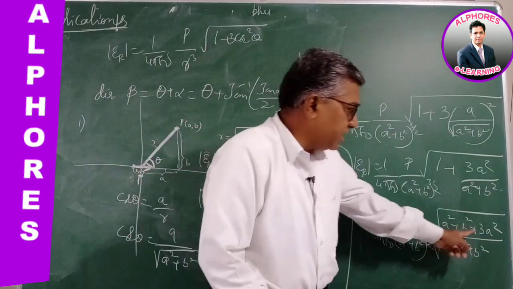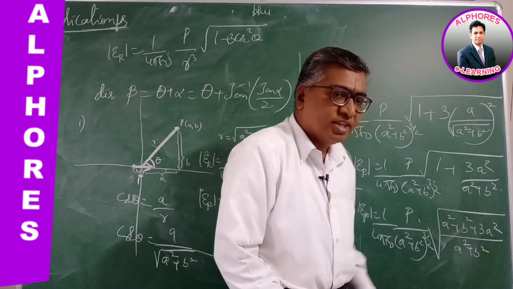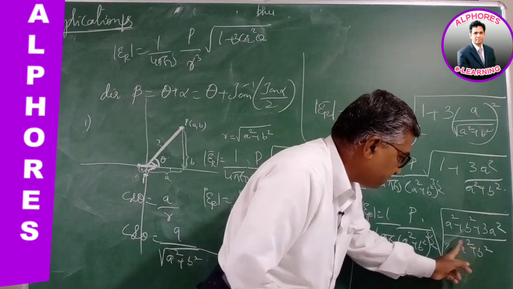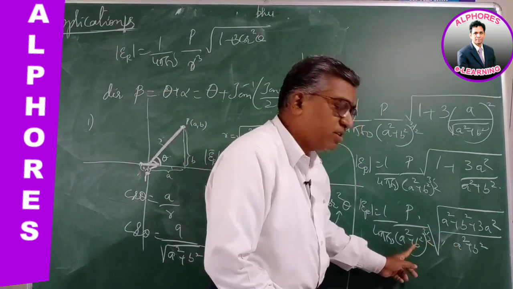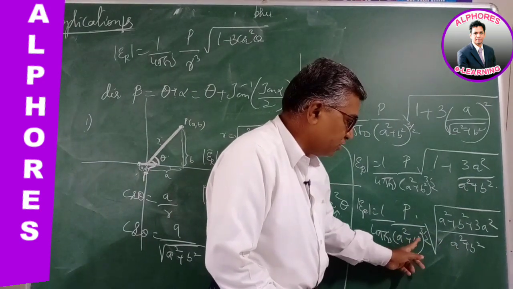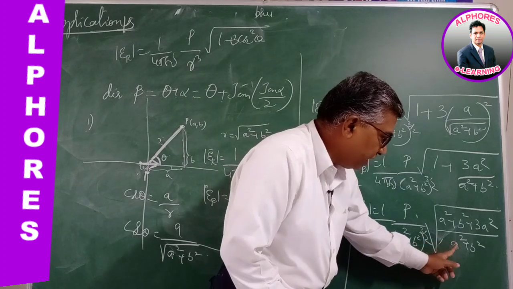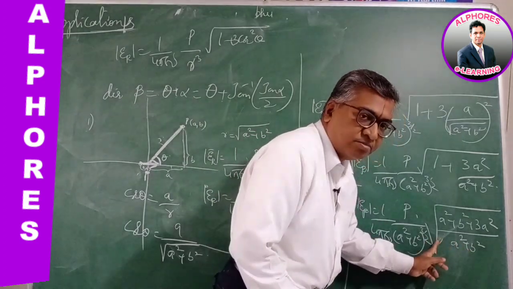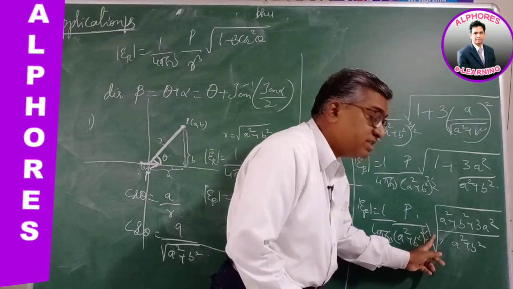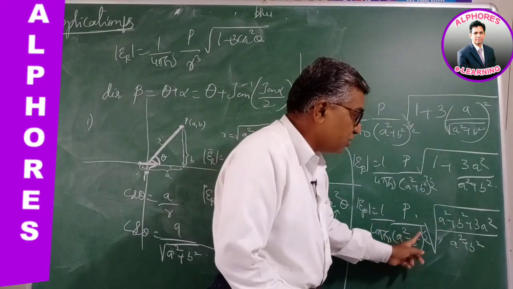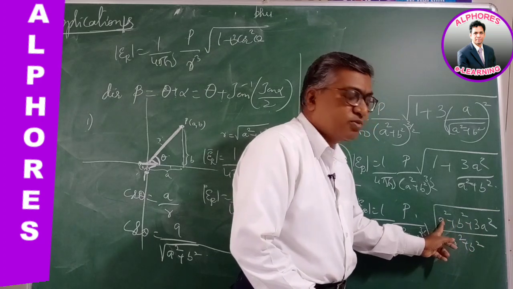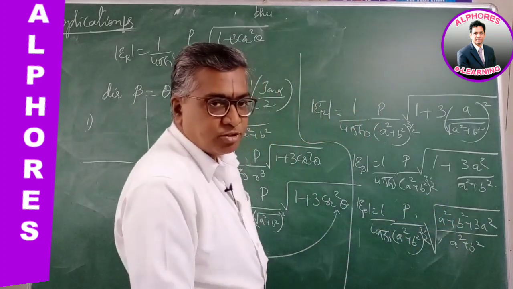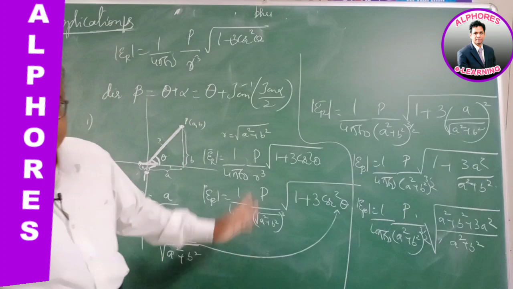Still further simplifying, 3A square plus A square gives you 4A square. The denominator, A square plus B square under root, can be added to the other factor. When you add, A square plus B square whole power 3 by 2 into A square plus B square whole power 1 by 2 becomes A square plus B square whole square. In the numerator you get 3A square plus A square, that is 4A square plus B square. So that way you can find the electric field. Simplify that. Thank you.